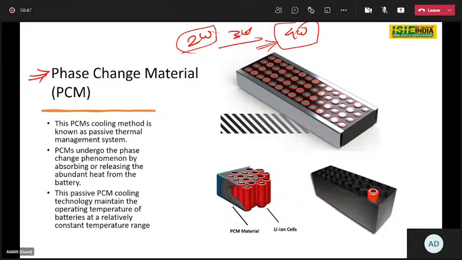So this is my battery pack. As you can see, this is the battery pack, and in this battery pack some black material is available. This black material is nothing but PCM material, so I'll name it PCM material, and this red is nothing but my cell. Here you can see this is the casing for the PCM material. Okay, this is my cell.